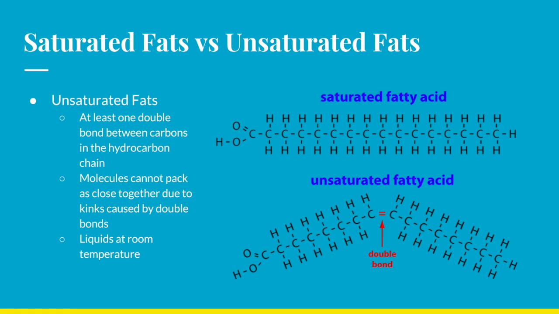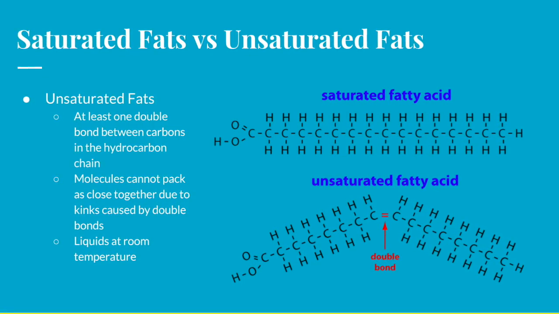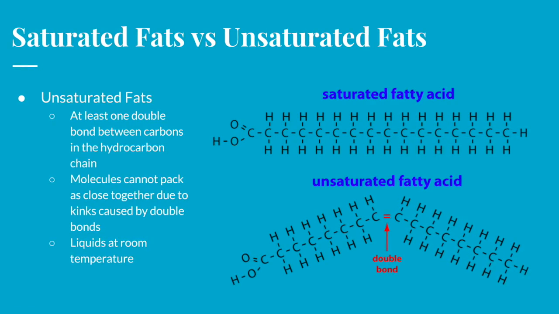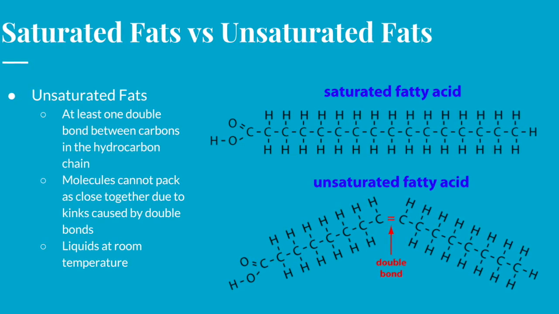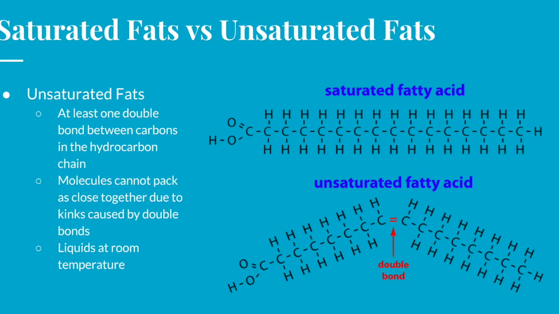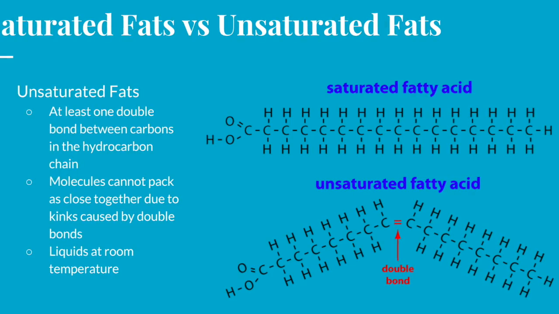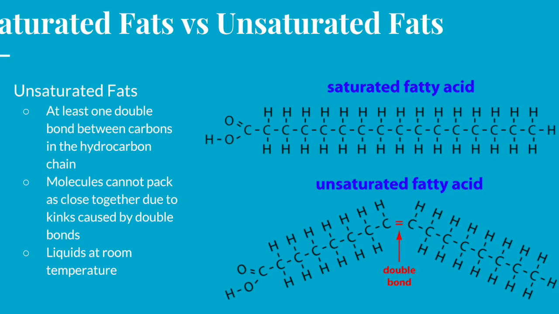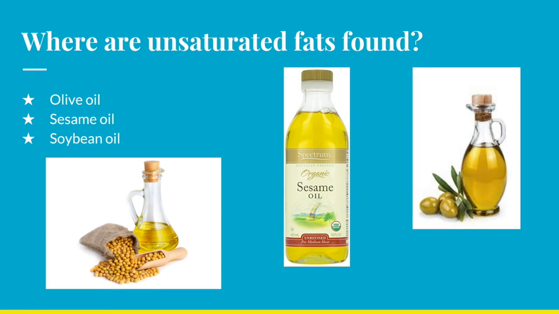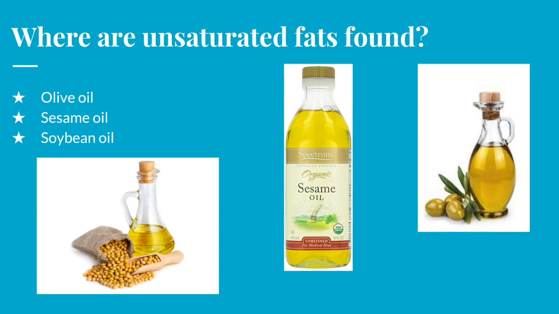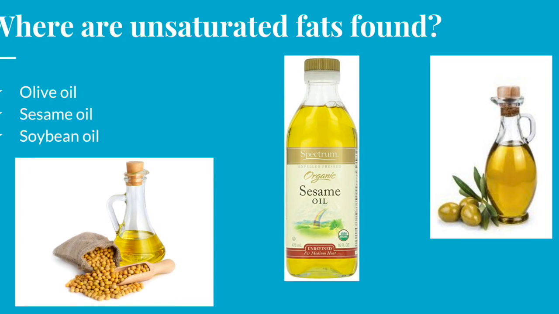Unsaturated fats, which are the healthier fats, have at least one double bond between carbons in the hydrocarbon chain. They are also bent in their structure. Molecules cannot pack as closely due to kinks caused by the double bonds, and they are liquid at room temperature. There are 2 types of unsaturated fats. There's monounsaturated fats with a few double bonds, and then there's polyunsaturated fats, which have many double bonds. Unsaturated fats are mostly found in oils because they're liquids at room temperature.